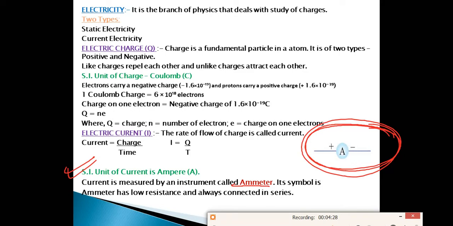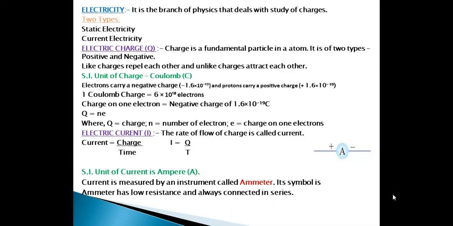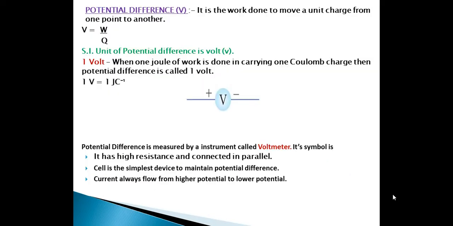Ammeter has low resistance and is always connected in series. When you see the circuit diagram, you will see that ammeter is always connected in series. Why is ammeter connected in series? Because it has low resistance.